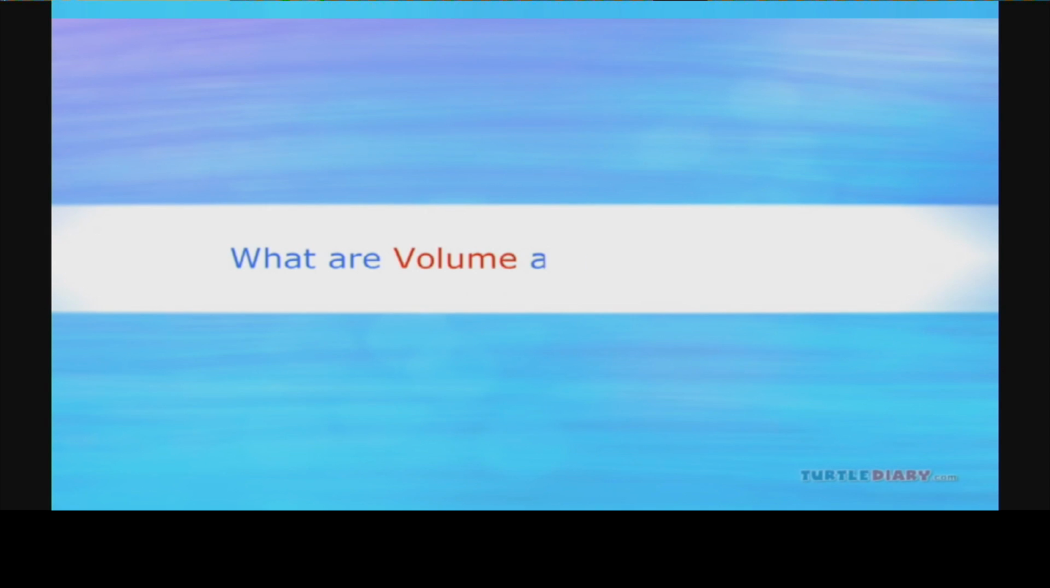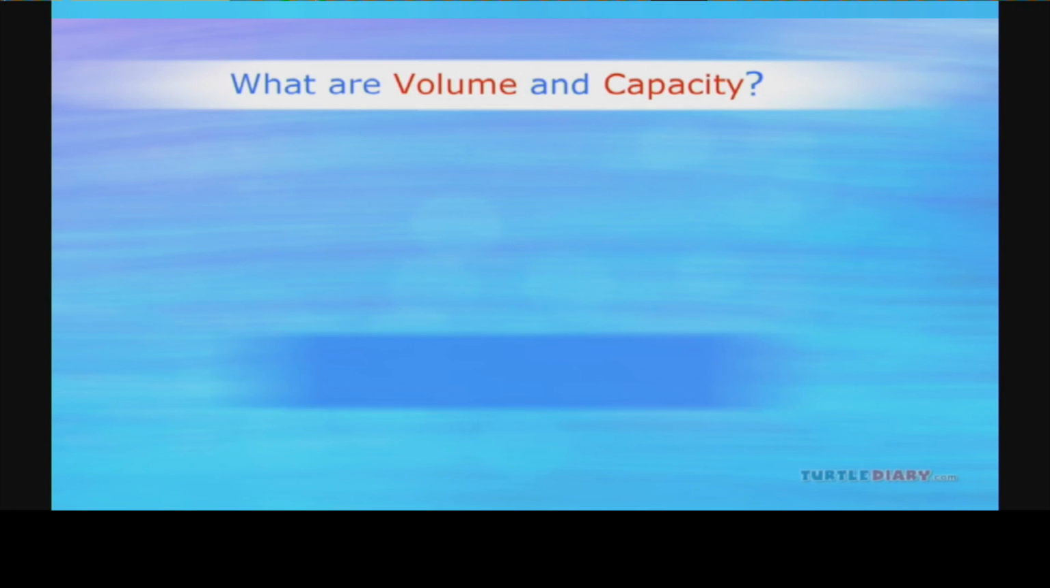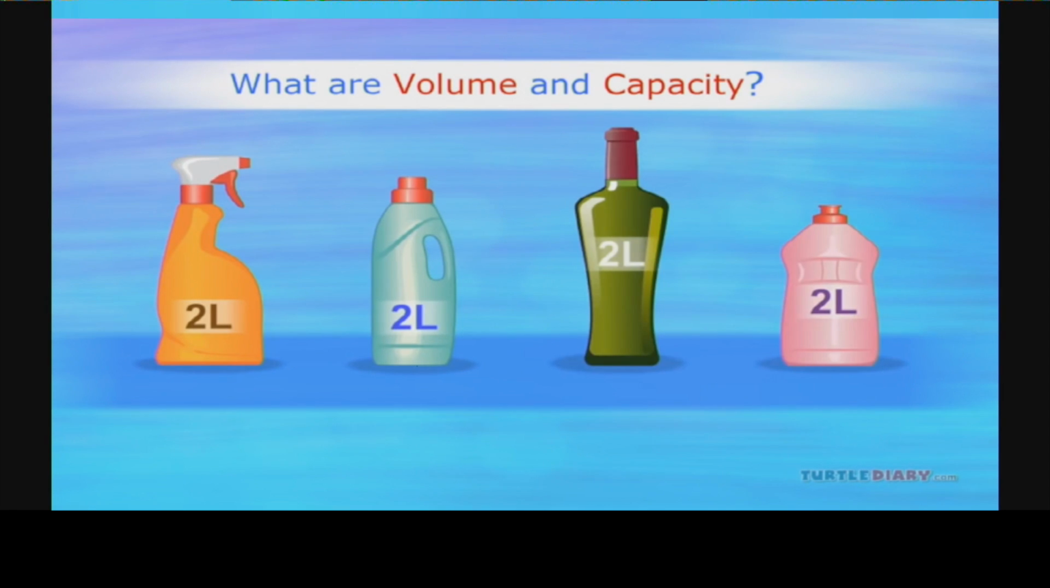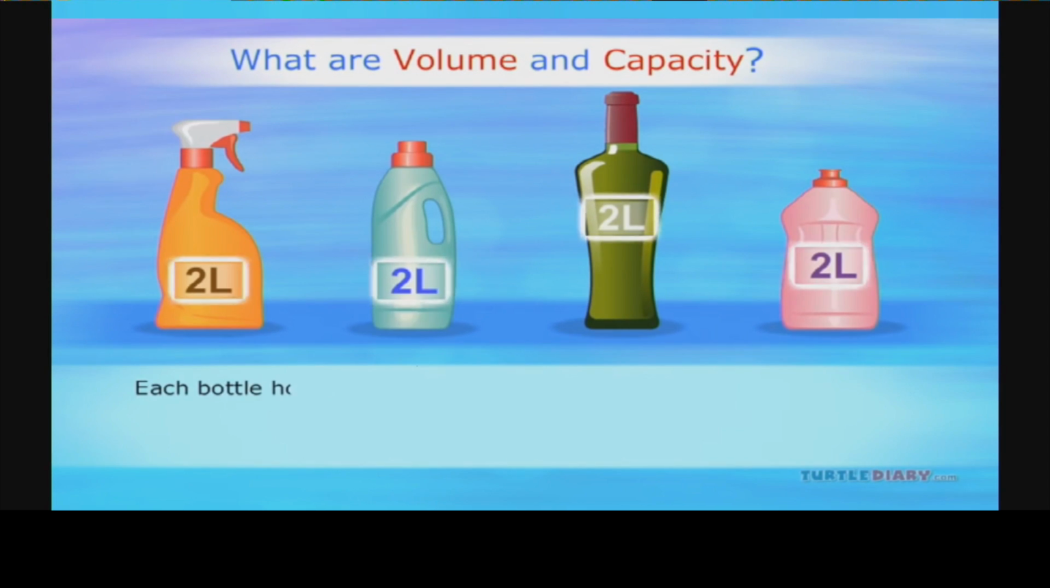What are volume and capacity? Look at the following bottles. They all look different. They have different shapes, different heights, different colors, and different liquids inside. But they have one common property. The amounts of liquids inside the bottles are the same. Each bottle holds 2 liters of a liquid.